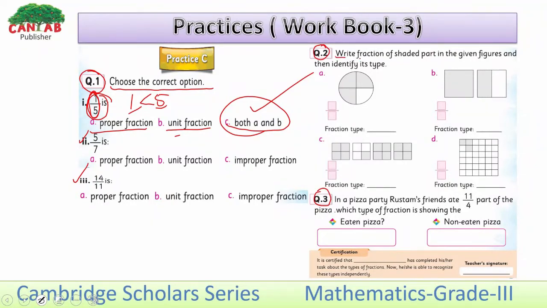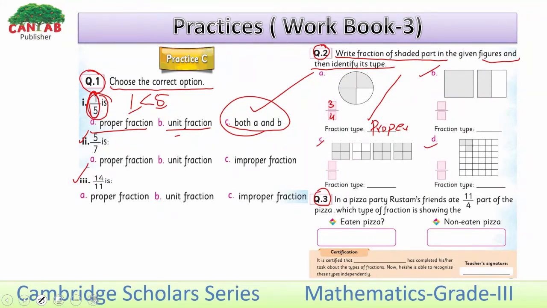Read the statement of question number 2. Write the fraction of shaded parts in the given figures and then identify its type. How many shaded parts? 3. How many total parts? 4. So what is the fraction type? Proper. Similarly, complete other parts of this question.